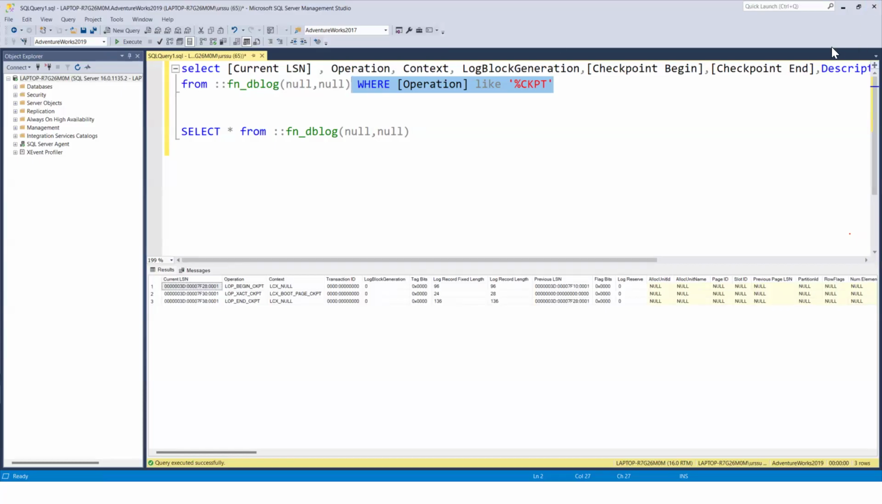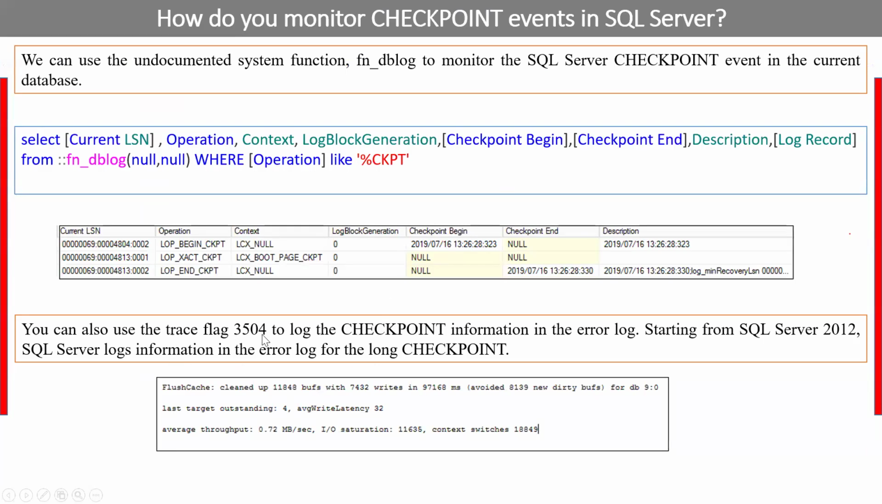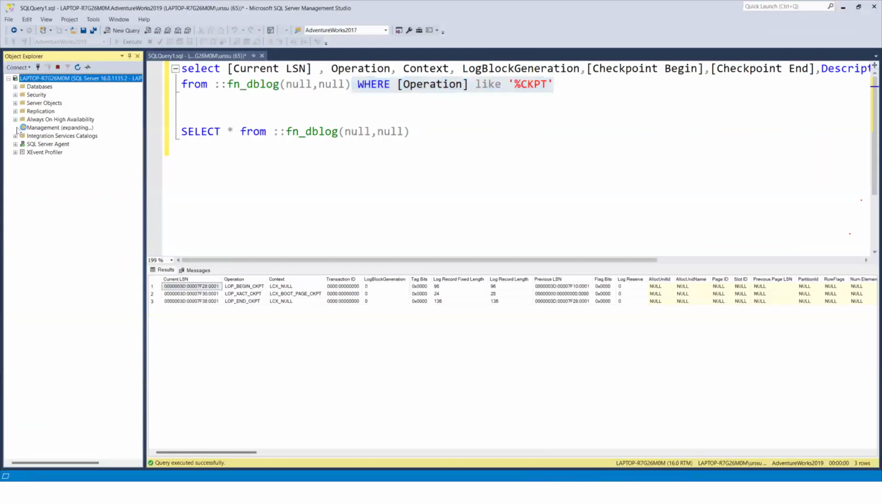Along with this, there is one more option. If you enable trace flag 3504, it will write the information in the error log whenever a checkpoint is triggered. But as per best practices, don't enable this trace flag, because it will pile up your SQL error log. When you enable this trace flag, whenever a checkpoint is triggered, it will write in the SQL error log.